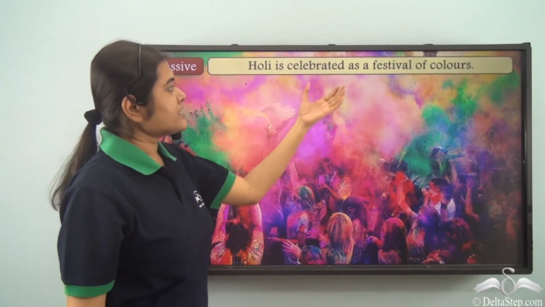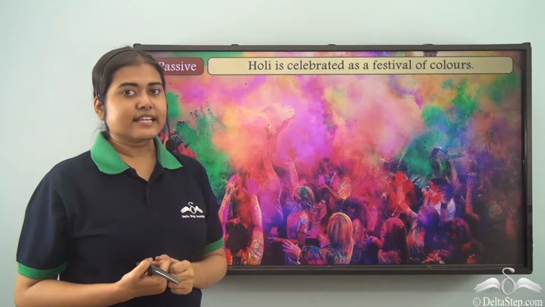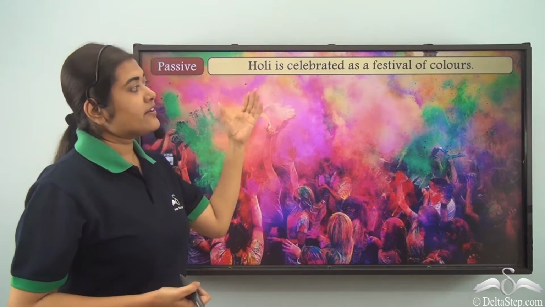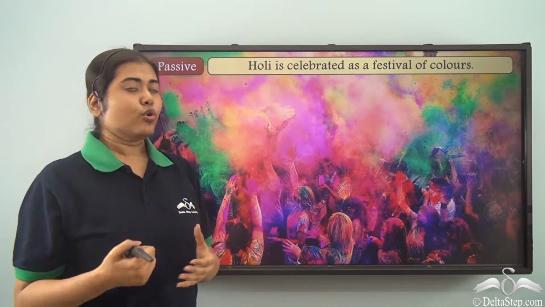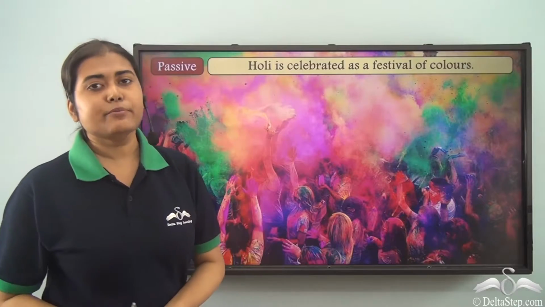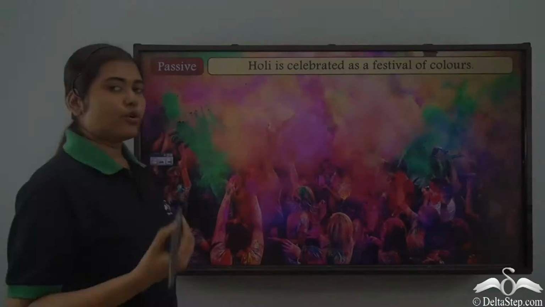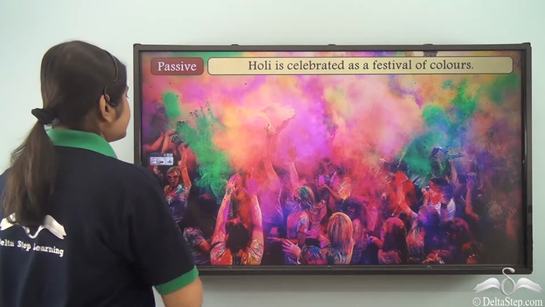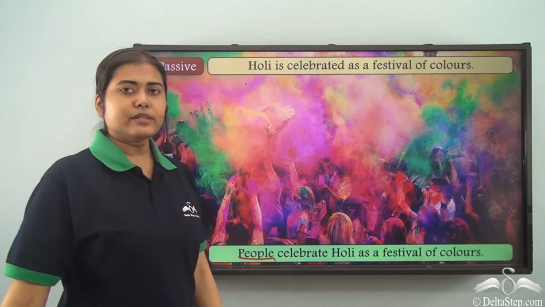Holi is celebrated as a festival of colors. Now here in this sentence, what do we see? There is no doer present in the sentence. So how do we change it in the active voice? Now who is celebrating? It is celebrated by people in general. So while writing it in the active voice, we can take the subject as people.